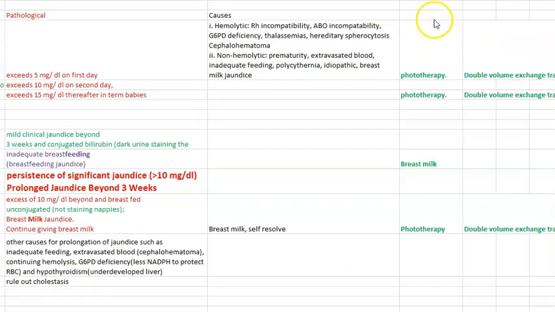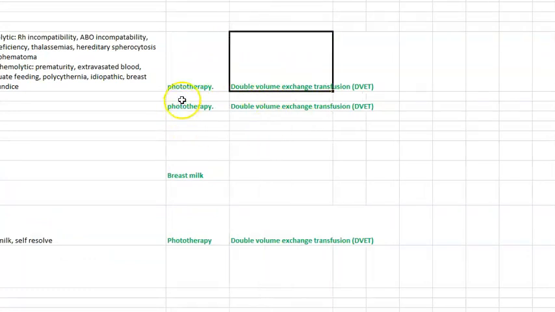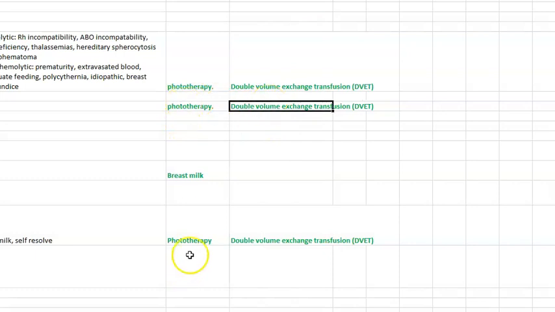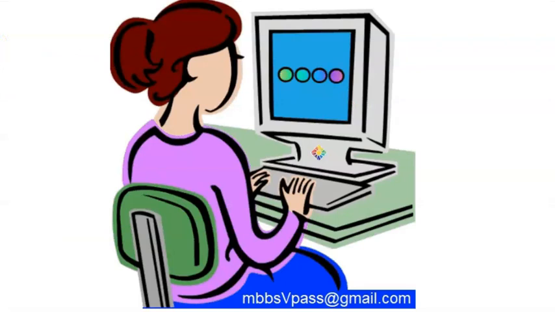Now let us look at the treatment, okay? So for treatment, only two things are there. Phototherapy, double volume exchange transfusion. Just two things. Only two things you have to learn. Otherwise, make the baby drink a lot of breast milk, that you add, okay?